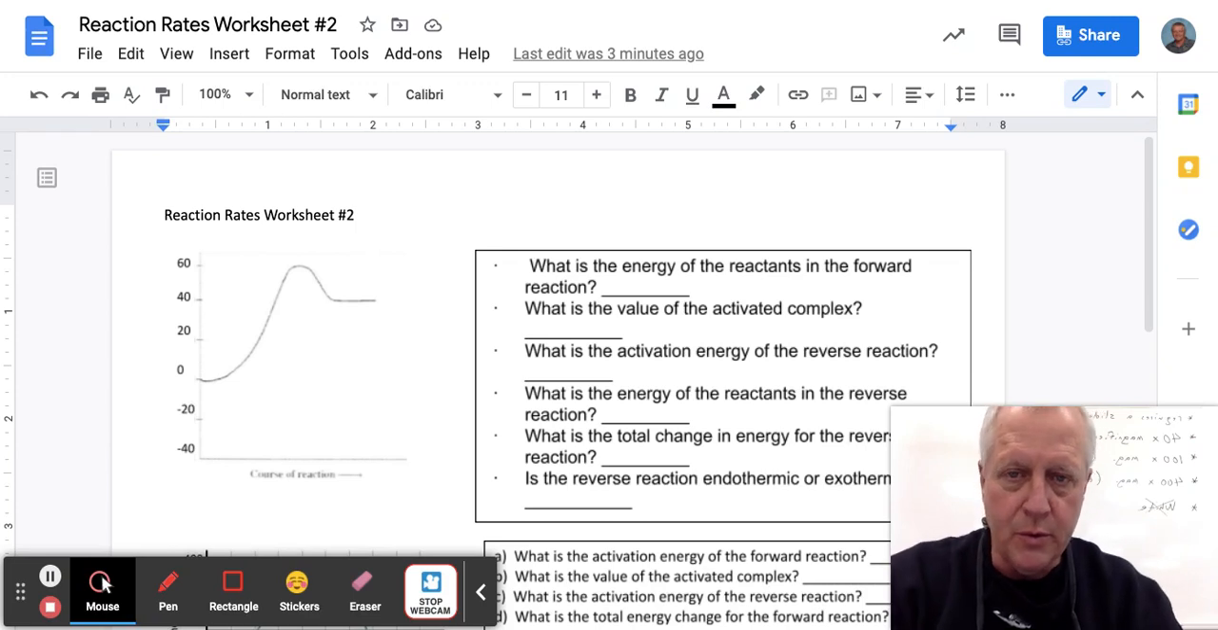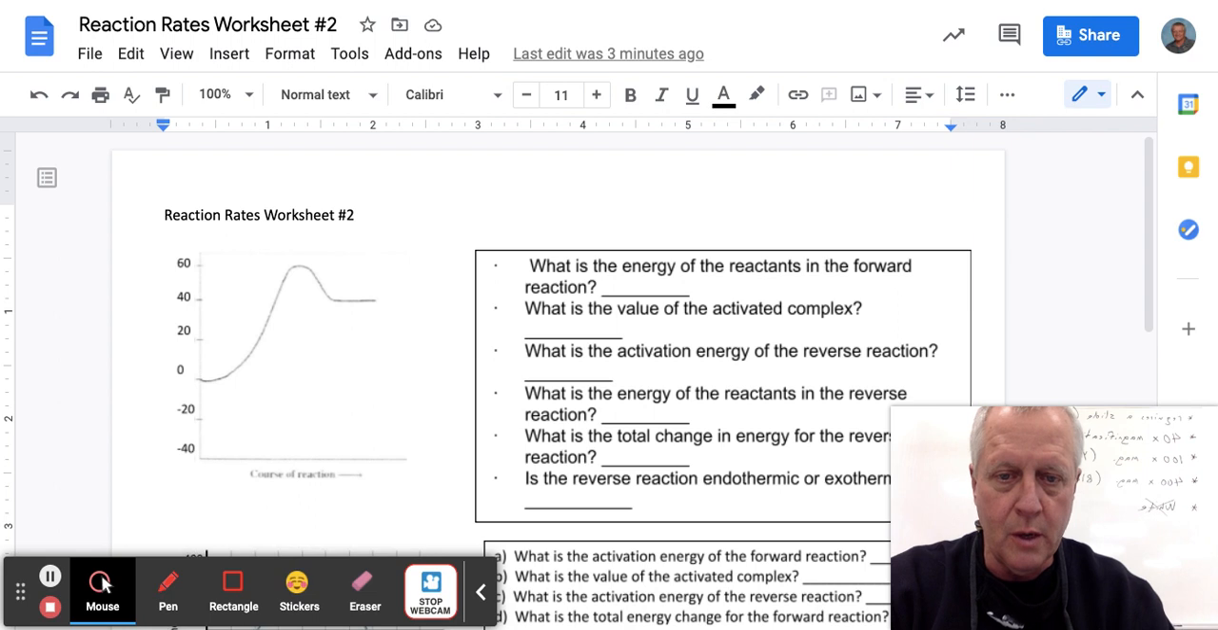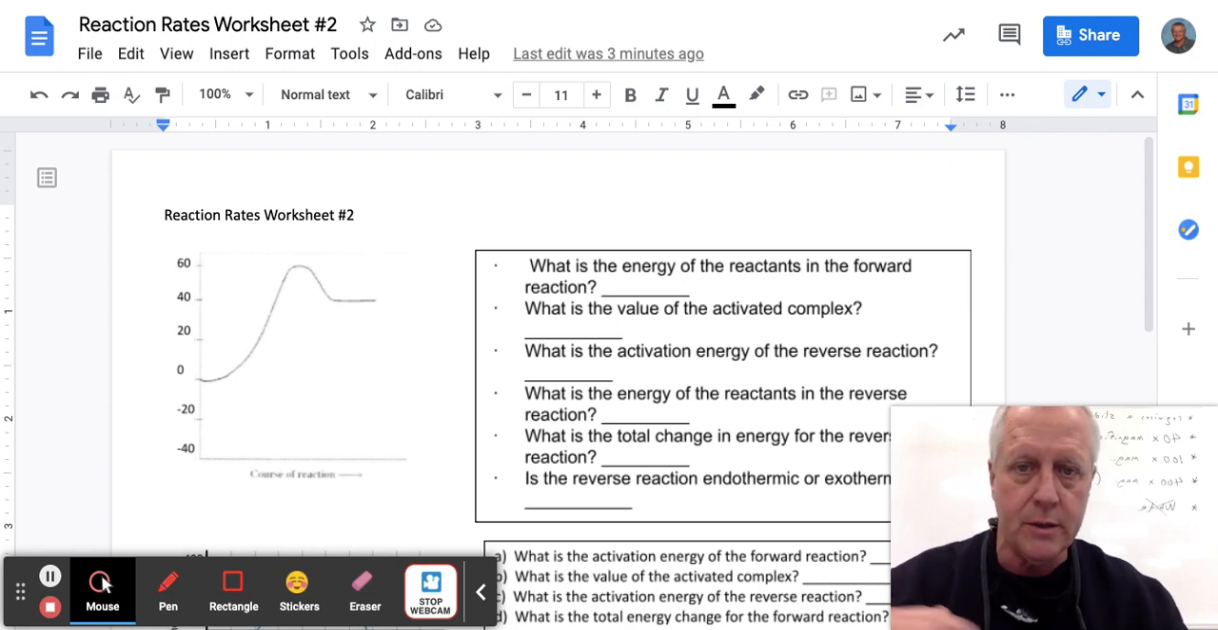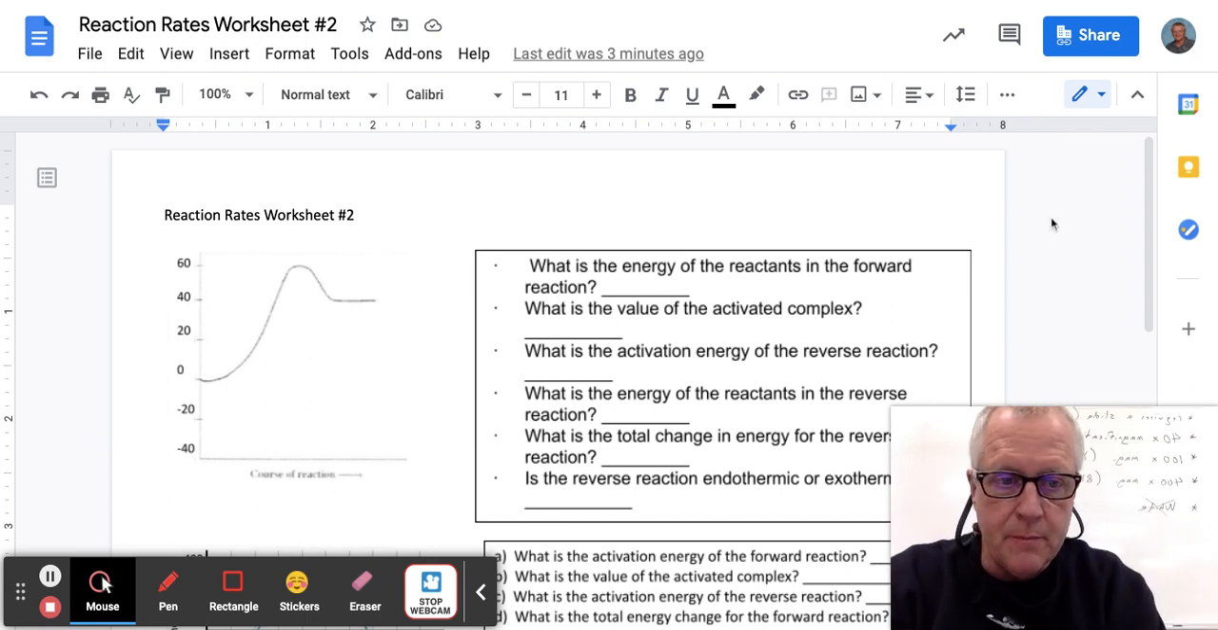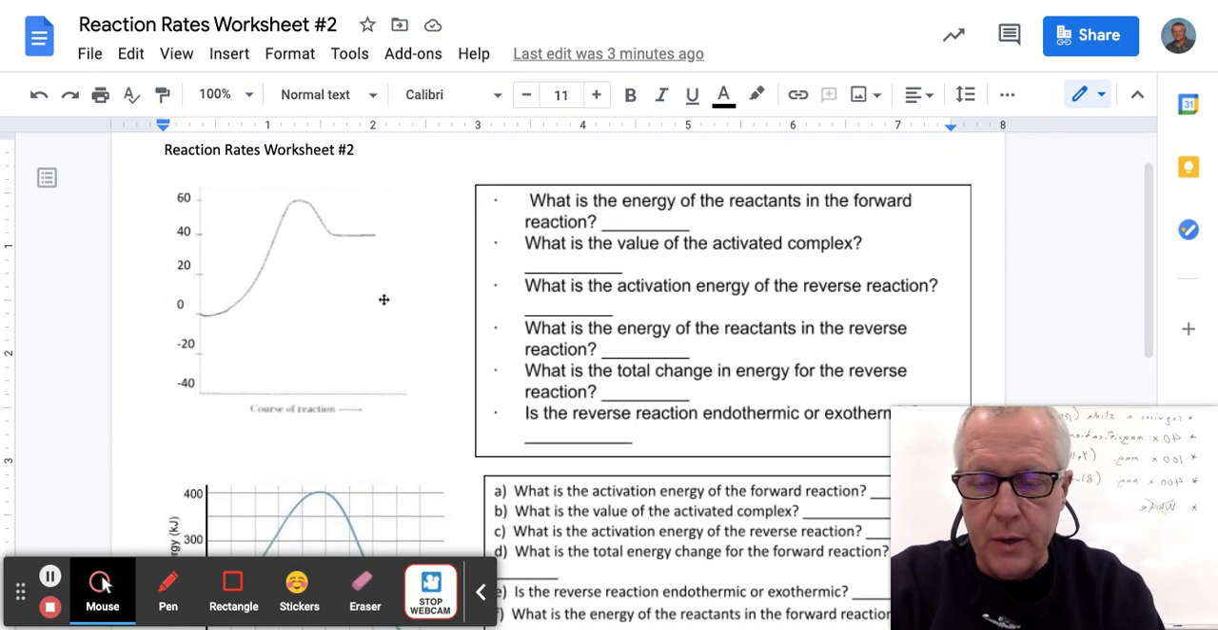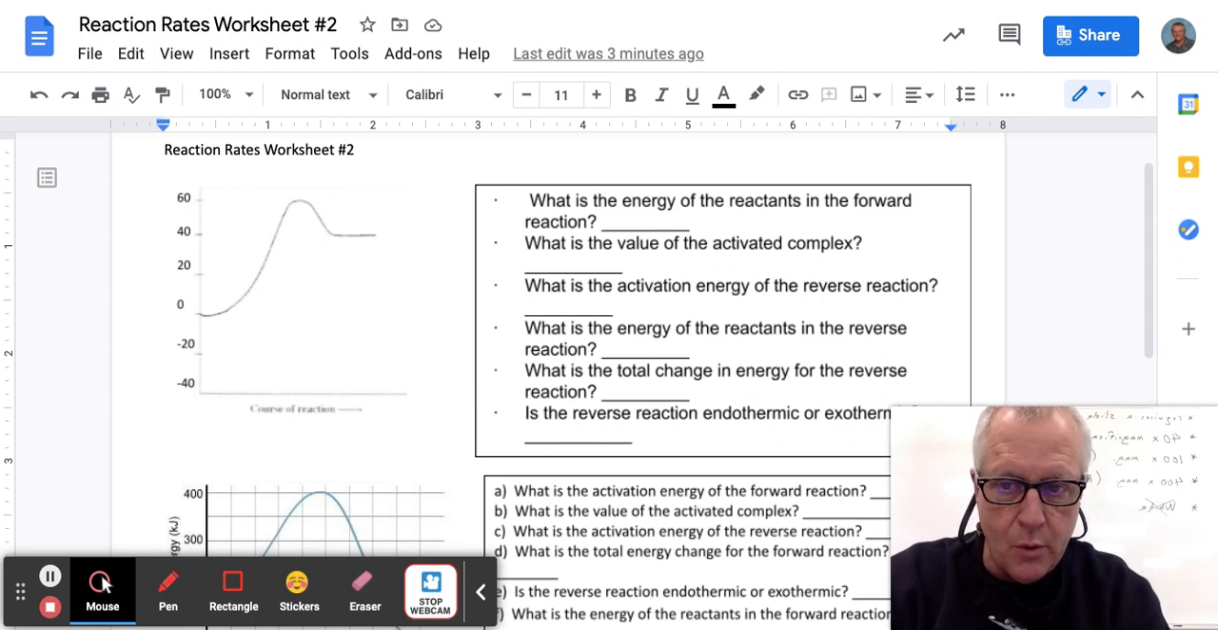Hi, biochemistry students. Let's look at the reaction rates worksheet number 2 and the expectations of filling that in. I want you thinking about these graphs, okay? You can see a graph over here and there are some values, numbers over here. There's no unit, but this is just some practice, so try to think of that as being a unit of energy of some sort. But anyway, there are some questions here.